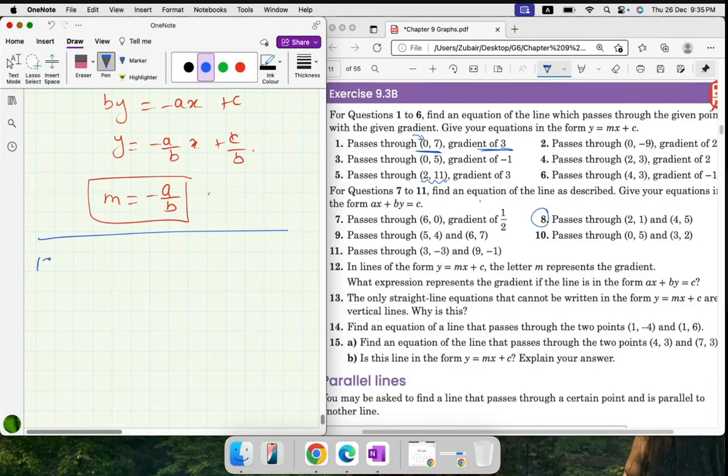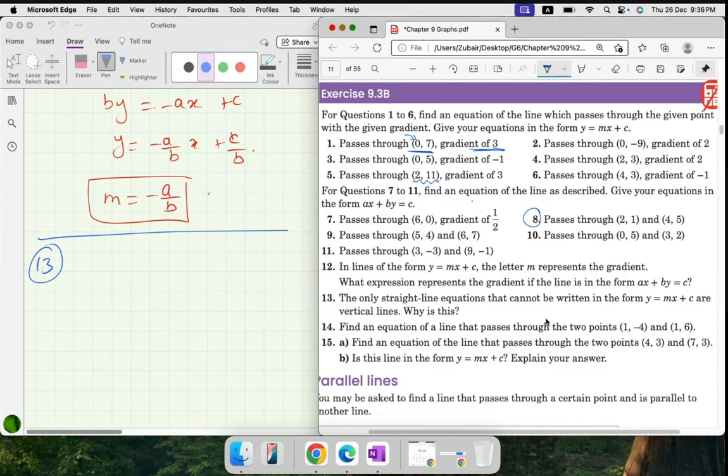What is the explanation of question 13? Is it readable? Yes, sir, I agree.